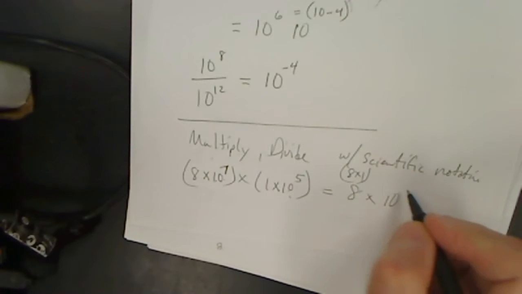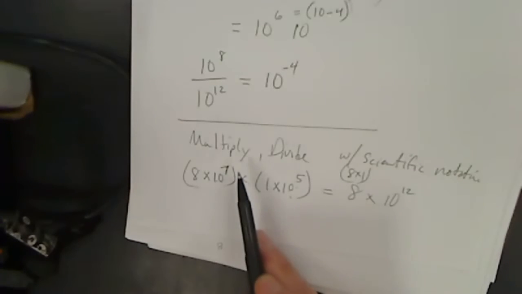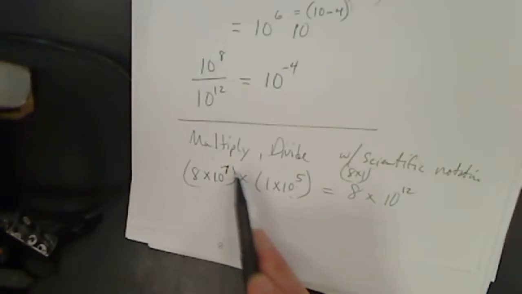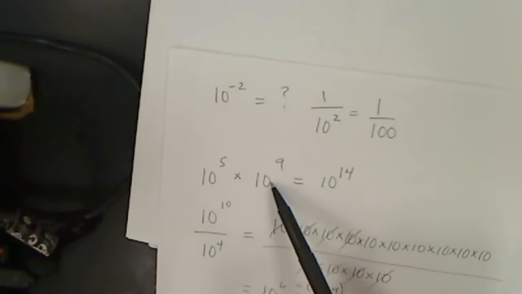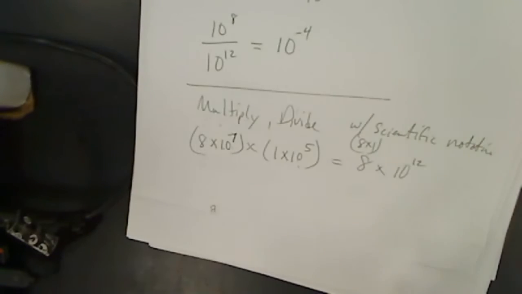12. Yes, perfect. It's correct, 7 plus 5, 12. When you multiply powers of 10, you add the powers together. So you did that right. Good job. Let's try a little harder one.